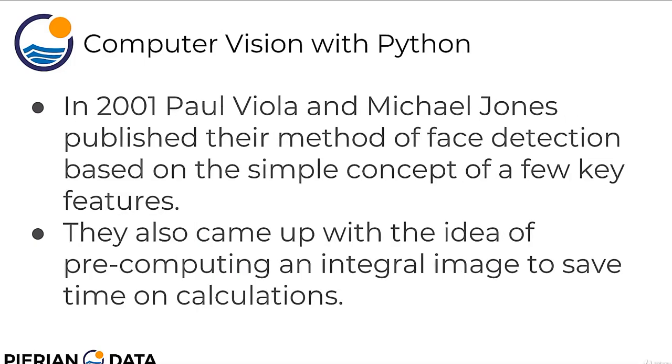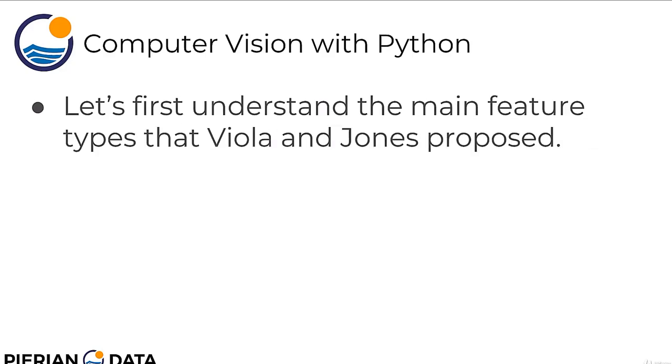This arose in 2001 with Paul Viola and Michael Jones when they published their method of face detection based on the really simple concept of just analyzing a few key features. And what's really cool is they also came up with this idea of pre-computing an integral image to save time on calculations to actually find these features. So let's first understand the main feature types that Viola and Jones proposed, how we can actually calculate them, and then how we can use an integral image to really speed up that computational process.